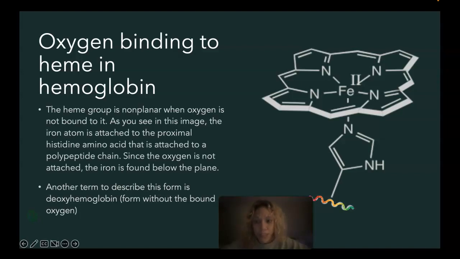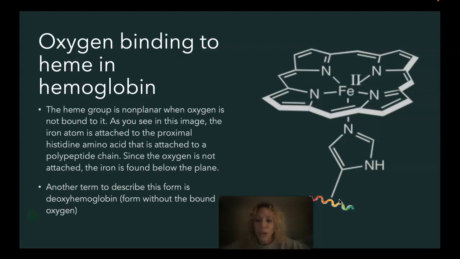All right, so oxygen binding to heme and hemoglobin. Hemoglobin, the heme group, is non-planar when oxygen is not bound to it. So as you can see in this image, the iron is attached to the proximal histidine amino acid that is attached to the polypeptide chain. Since the oxygen is not attached, the iron is found below the plane. This is not the best image depicting the iron below the plane, but try and visualize and understand that the iron is below the plane due to its electron density.